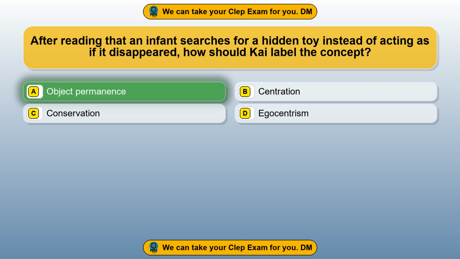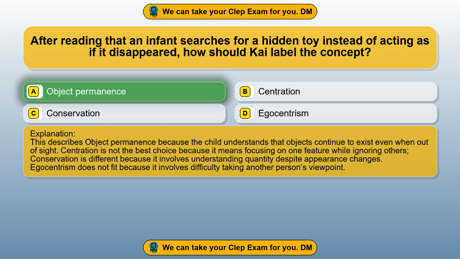Object permanence. This describes object permanence because the child understands that objects continue to exist even when out of sight. Centration is not the best choice because it means focusing on one feature while ignoring others. Conservation is different because it involves understanding quantity despite appearance changes. Egocentrism does not fit because it involves difficulty taking another person's viewpoint.